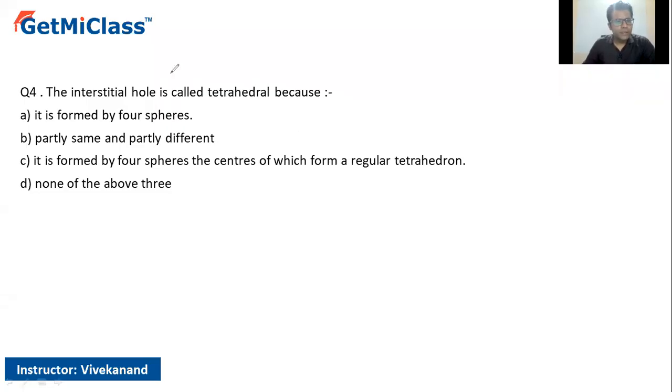Now, question number 4. The interstitial hole is called a tetrahedral because: A. It is formed by the 4 spheres. B. Partly the same and partly different spheres. C. It is formed by the 4 spheres, the center of which forms a regular tetrahedron. D. None of the above 3.